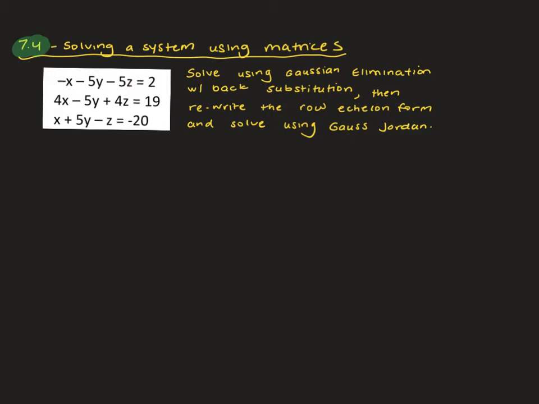Okay, so 7.4 is solving a system using matrices. So the directions will say exactly what this is, maybe not word for word, but close enough. Solve using Gaussian elimination with back substitution. So we're going to solve it one way. And then we're going to, what we did on Friday, rewrite the row echelon form and then solve it using Gauss-Jordan.